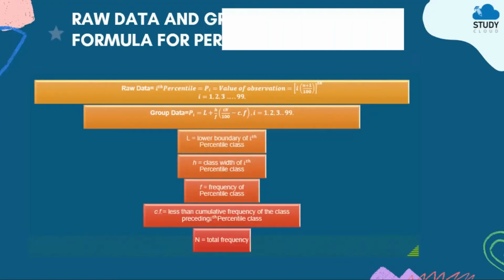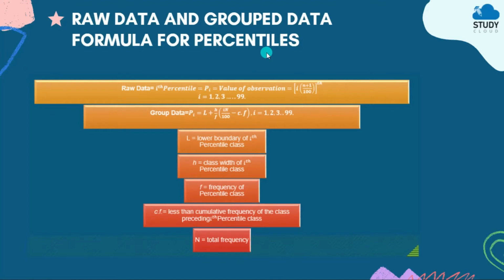Now let's see the formula of percentiles first. When raw data is given to you, the formula is simple: value of i(n+1)/100 observation, as it divides the entire set of data into 100 equal parts. So here there will be 100 in the denominator. Here i could be 1, 2, 3 and the maximum value is 99. If you see, the formula is the same as quartiles, the only difference is that here in the denominator there is 100 and i will go until 99. This is for raw data.